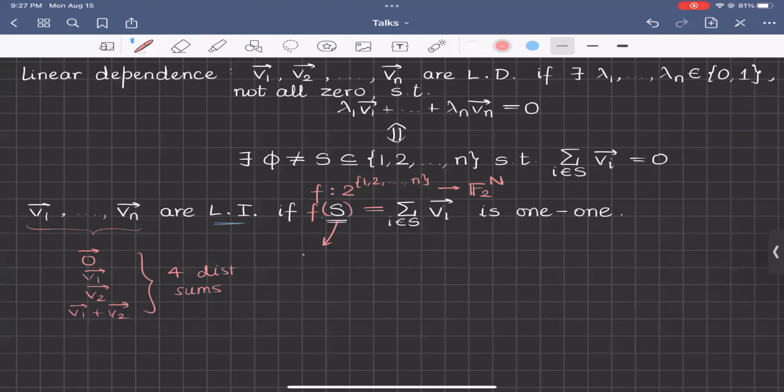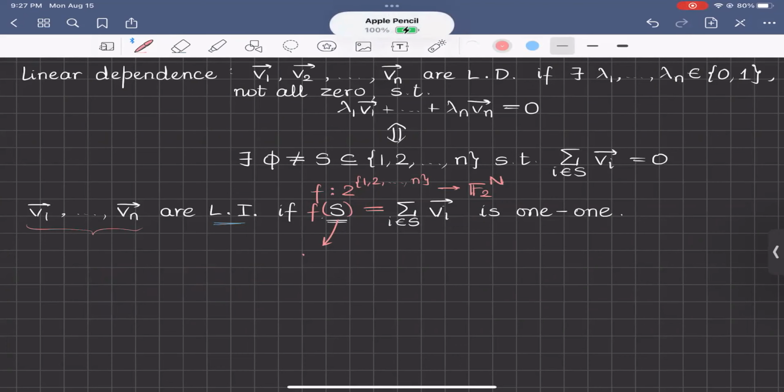Yeah. Okay. So I'm just taking all possible subsets and then finding the sum. And I'm saying that they must all be distinct. And in fact, they're distinct if and only if the vectors are linearly independent.